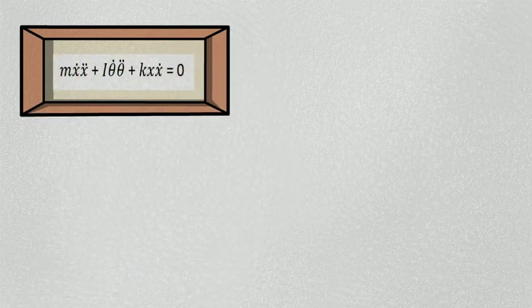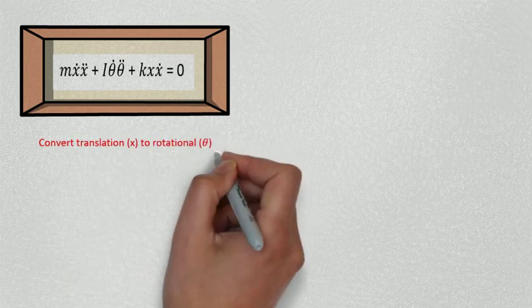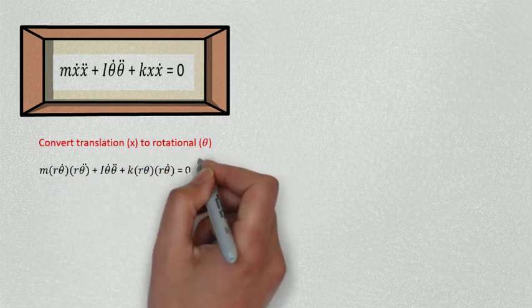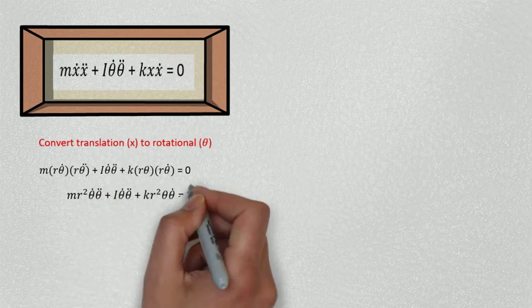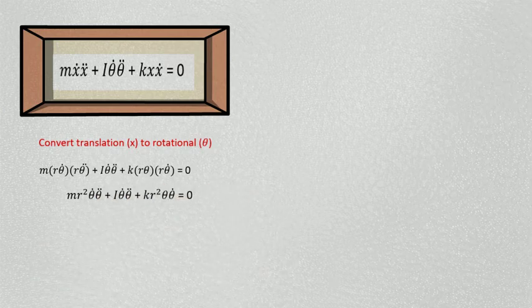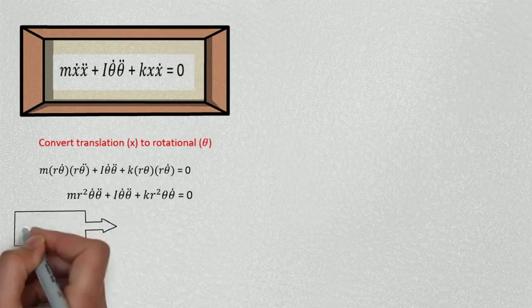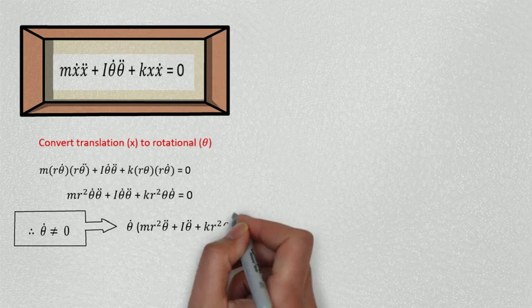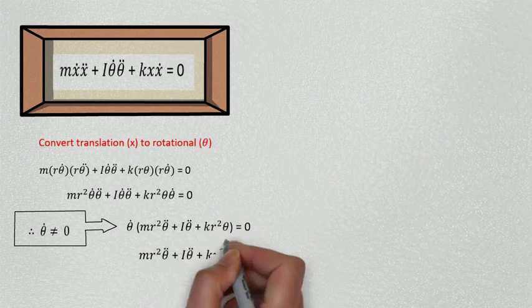Then you can convert the translation x to rotational theta. Now your equation will be in terms of theta only. Note that theta dot is not equal to 0. That means m r squared theta double dot plus I theta double dot plus k r squared theta is equal to 0.